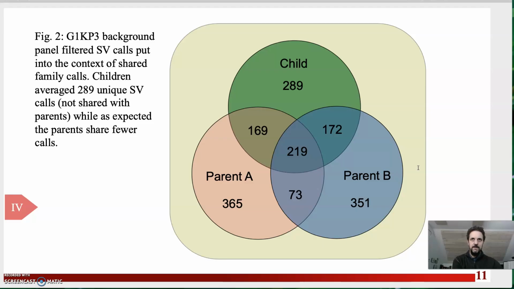Parents on average had around 350 unique SVs to themselves that were not shared in the trio. The children had around 289, and this is because the children are inheriting from both parents. So when you filter out all those common SVs, the 289 is actually, like we saw, a little high. It should actually be less.